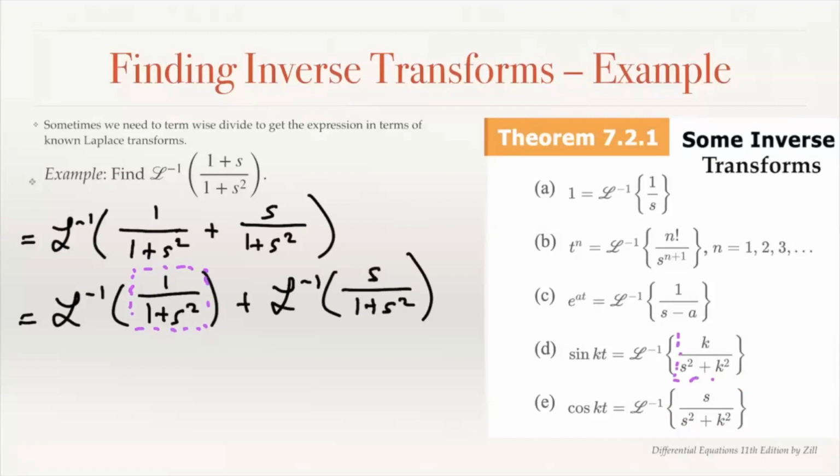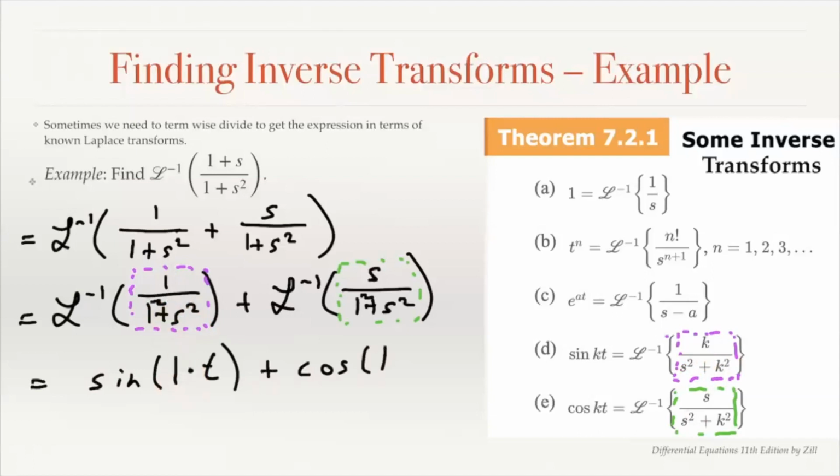Okay, so now that guy is this guy, and this is that. So this is simply sine of 1 times t, to be perfectly precise. Perhaps we should note that that 1 is a 1 squared. So this is s squared plus 1 squared, s squared plus k squared. It is of these forms. So that's sine of 1t plus cosine of 1t. So the inverse Laplace of this is sine plus cosine.